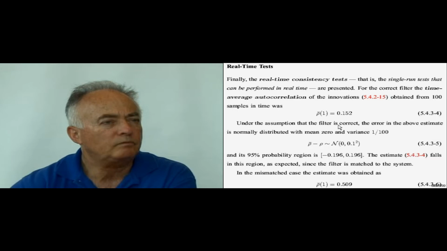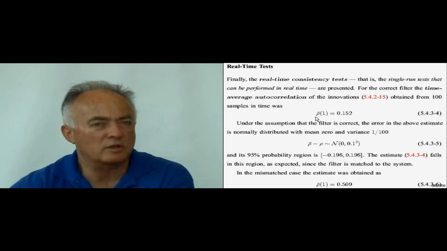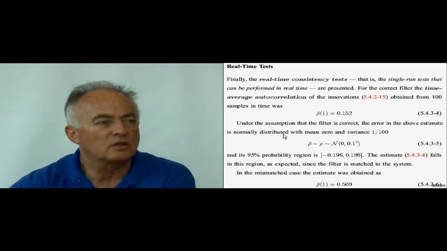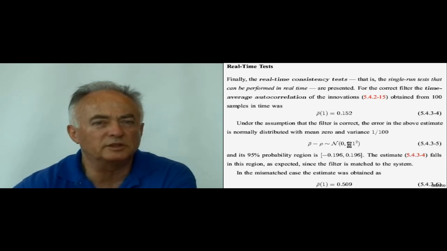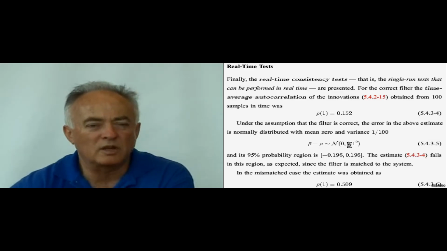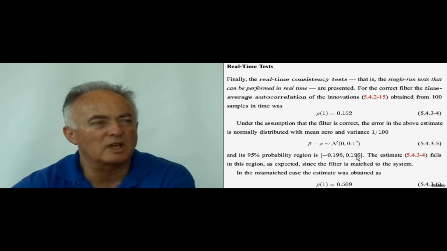Now, under the assumption that the filter is correct, the error in this estimate, rho bar, which is only an estimate, is Gaussian distributed with mean 0 and variance 1 over 100. So the standard deviation is the square root of 1 over 100, therefore 0.1, so 1/10. And we can allow 2 such standard deviations. So the 95% probability region is minus 0.2 to plus 0.2 approximately.